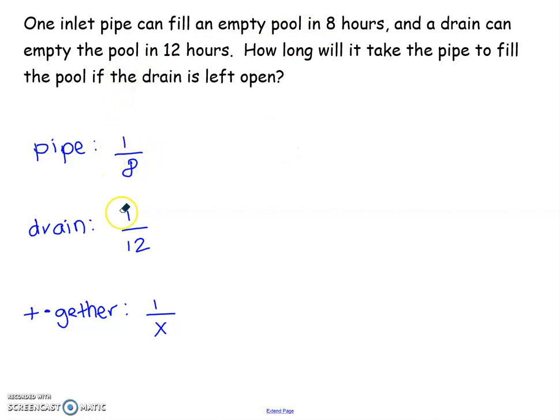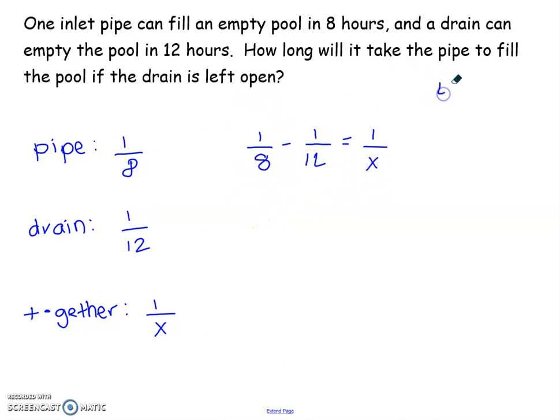So instead of adding the pipe and the drain, we want to take the pipe and subtract the drain. So we're going to have our fractions as 1/8 minus 1/12, and that's going to be equal to 1/x. So we want to just pay attention to what's happening in the problem. If it's people working together, we're going to add them. But if there's something like this where two different things are happening, there's filling and emptying, we have to take into account the signs. So now we have 8, 12, and x as our denominators.